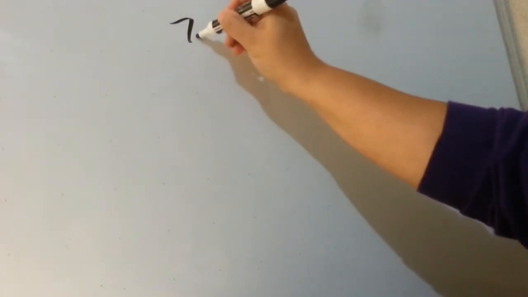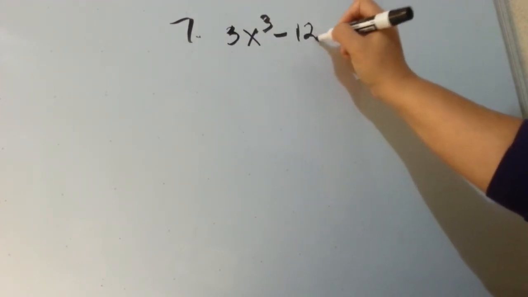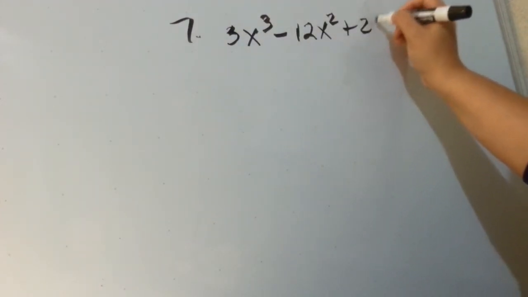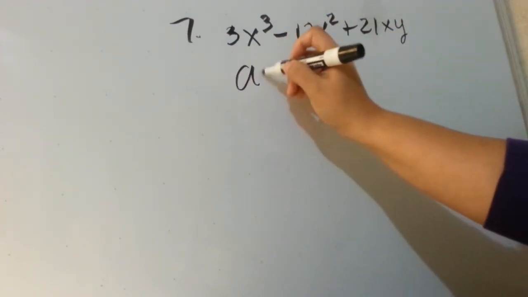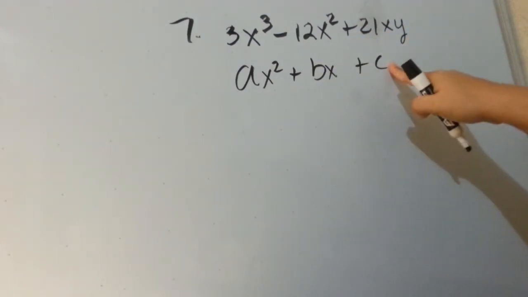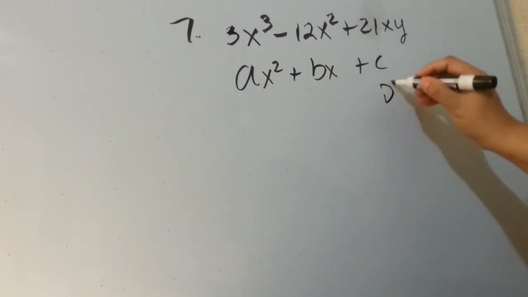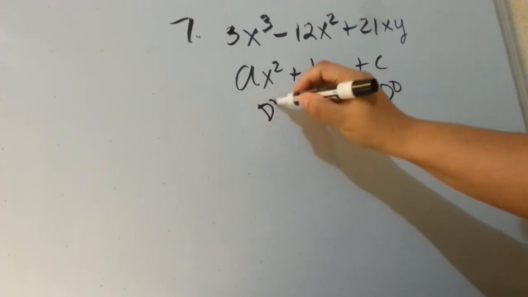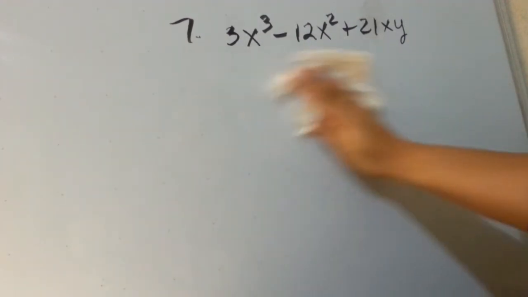Number 7 is 3x cubed minus 12x squared plus 21xy. Yes, this is 3 terms, but no, this is not ax squared plus bx plus c. This has no variables, and this one does. This one is a degree 1. Remember, this is degree 0, degree 1, degree 2. This does not fit this mold, so this is not one of those trinomials.